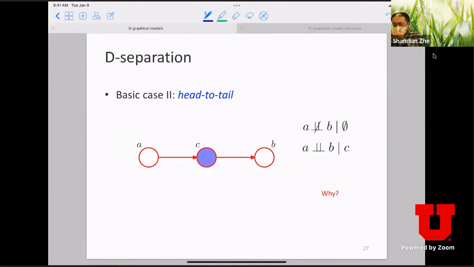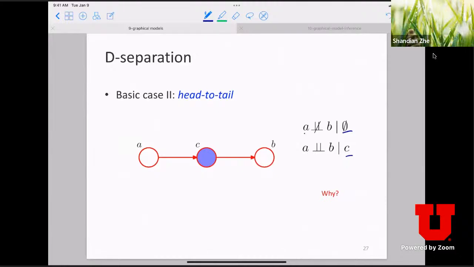And the conclusion for the head-to-tail structure is exactly the same as that for the tail-to-tail. Namely, if we condition on nothing, A and B are not independent; they're dependent. If we condition on C, A and B are independent. So again, we can do some kind of analysis.